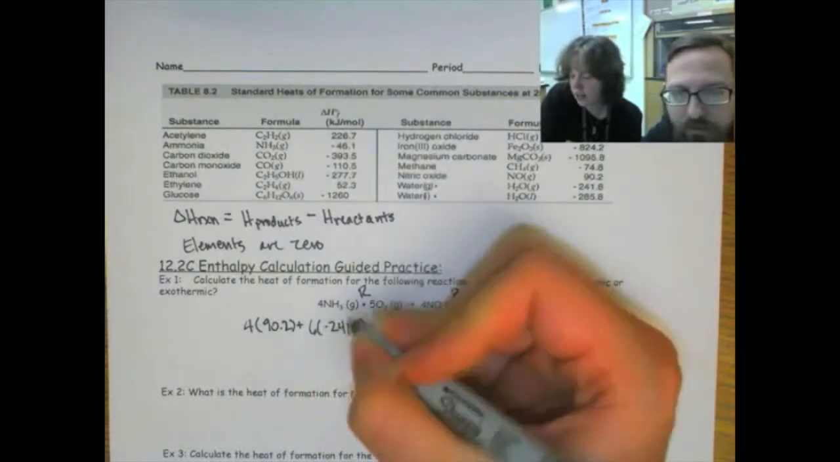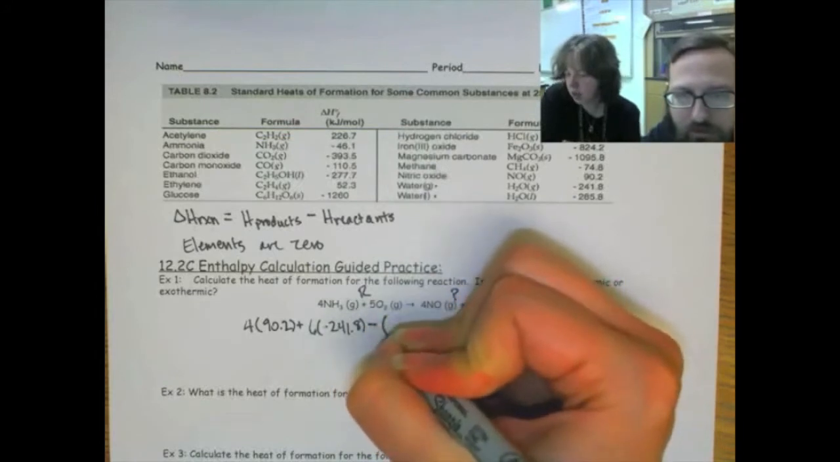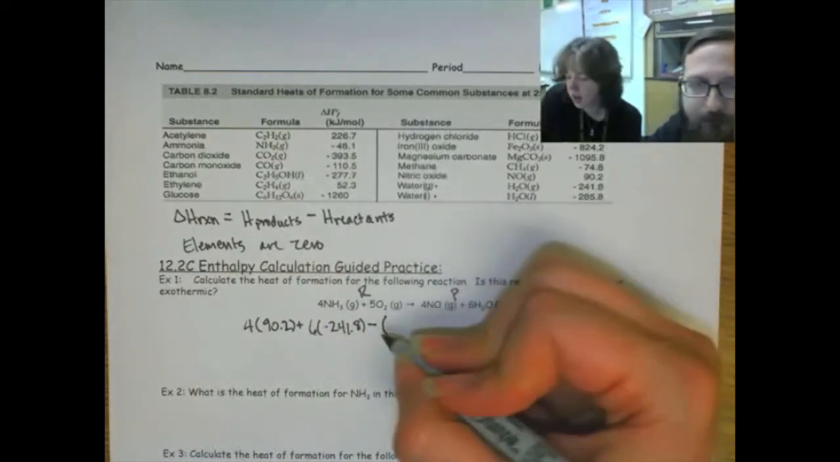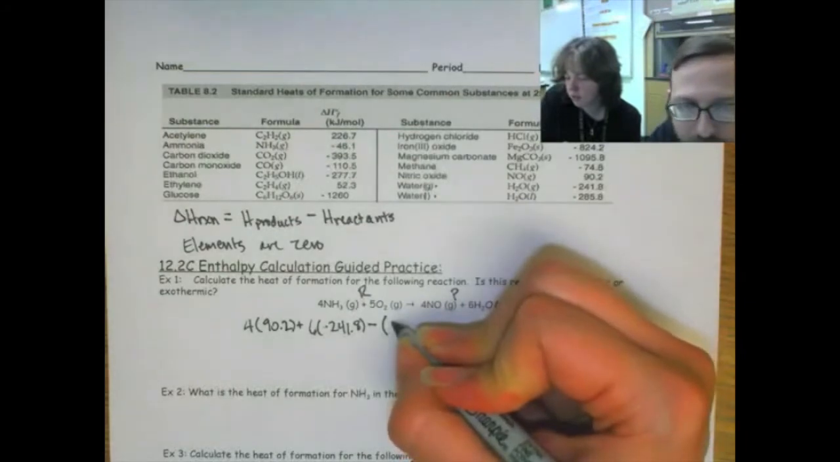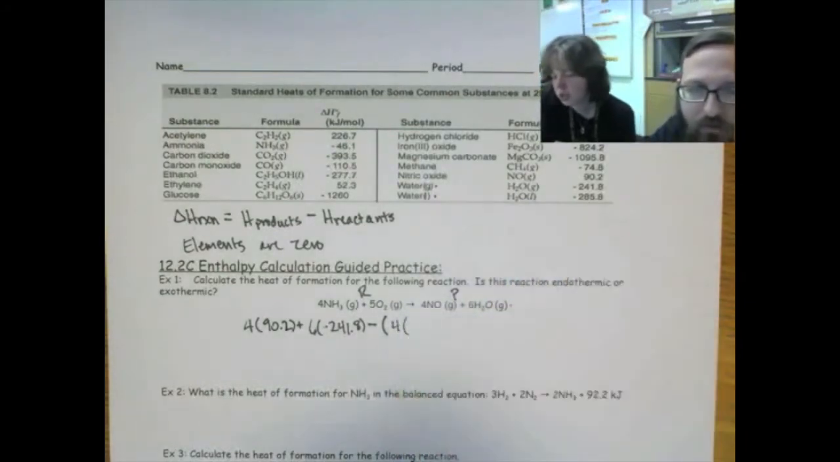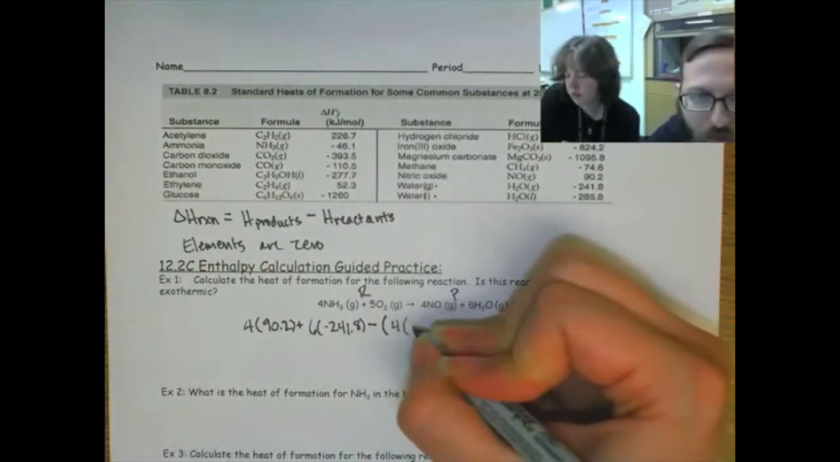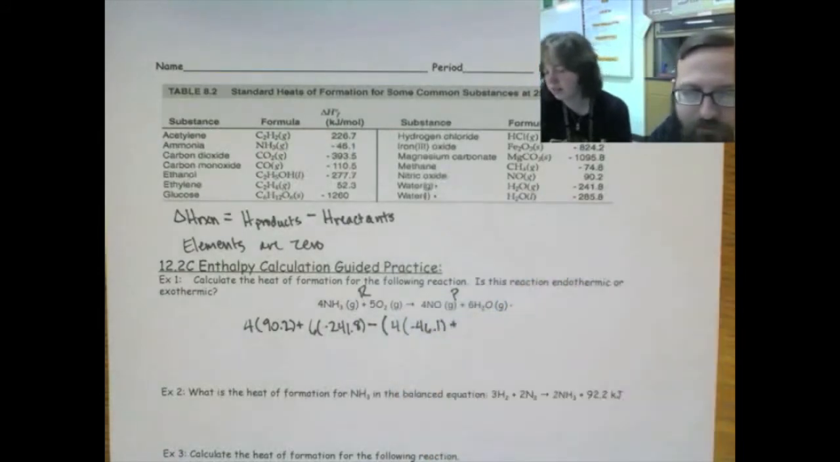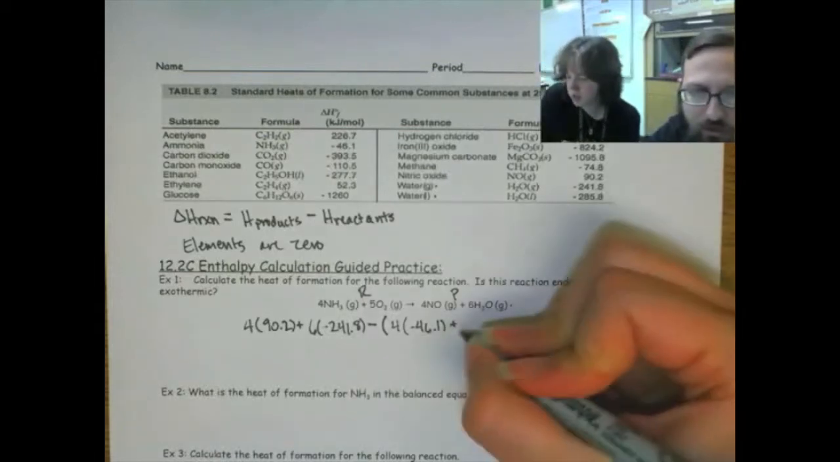All right, and then that's minus all of our reactants. So what's our first reactant? Our first reactant is NH3. We've got 4 of them. So 4 NH3s, and if we look up NH3, that's ammonia in our table, and it's got a negative 46.1. Plus, what's our other reactant? O2. And what do you say about elements? It's an element by itself, so it's 0.